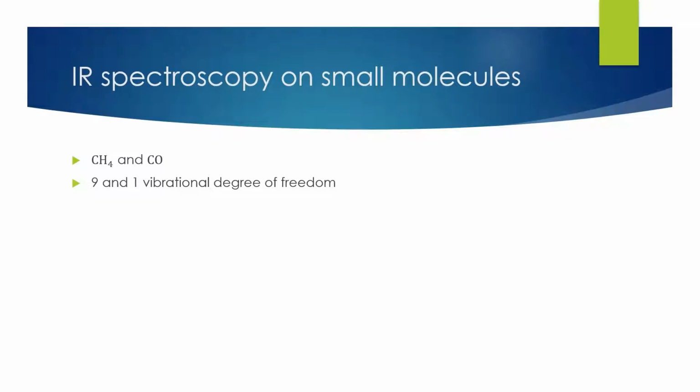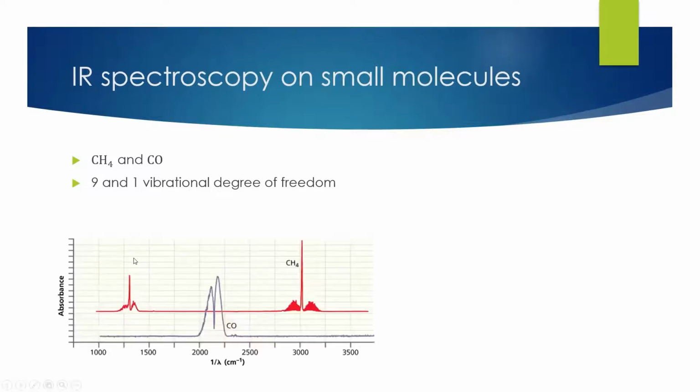So for that reason, nonlinear molecules have 3n minus 6 vibrational degrees of freedom. To get 9, we take 15 for methane minus 6 equals 9, whereas linear molecules have 3n minus only 5. So 6 minus 5 is 1. So carbon monoxide has 1 vibrational degree of freedom and methane has 9. And so what we might expect to see is 1 nice peak for carbon monoxide and 9 peaks for methane.